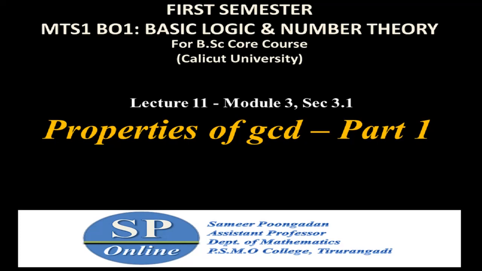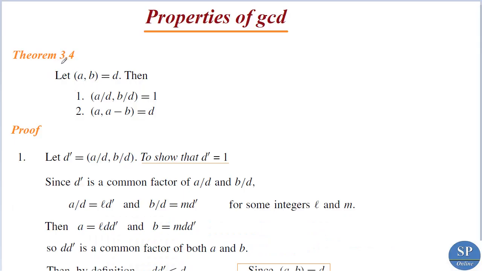In this lecture, we will discuss some properties of greatest common divisor. First, we have a theorem, theorem 3.4. This is the first property of GCD. If GCD of A and B is equal to D, then GCD of A by D and B by D is equal to 1. And the second one is GCD of A and A minus B is equal to D.